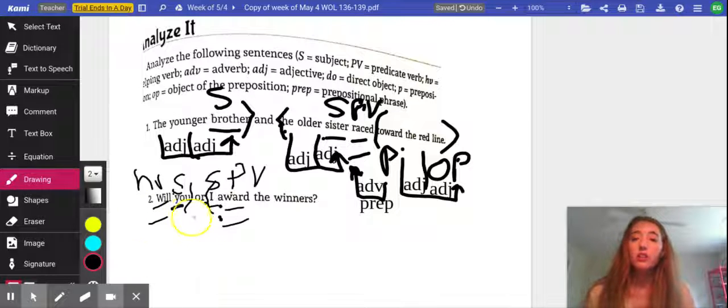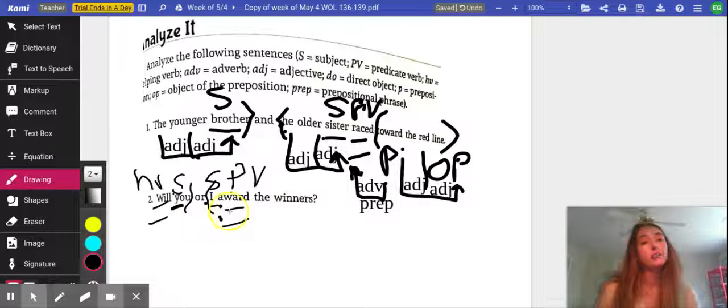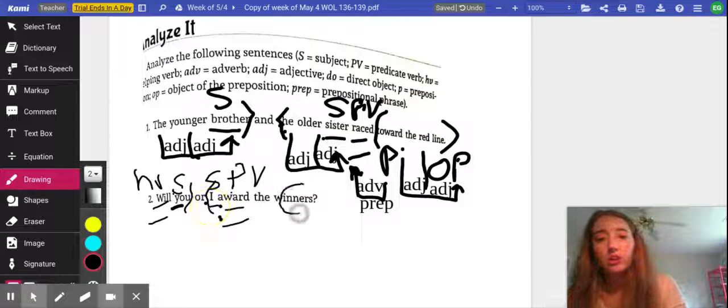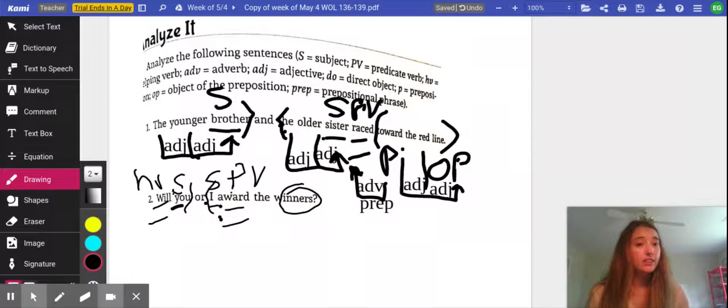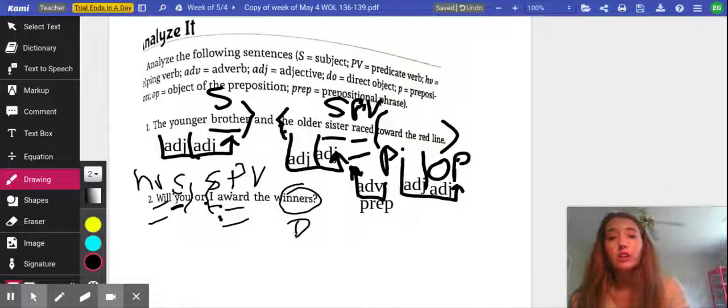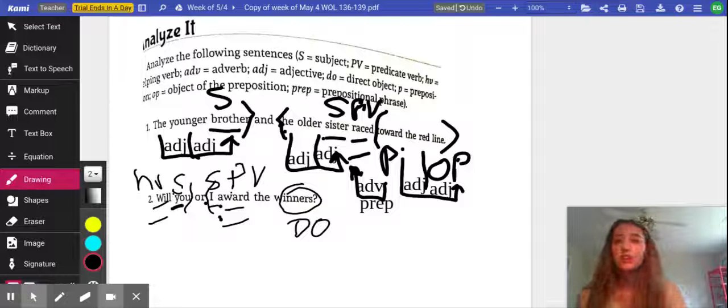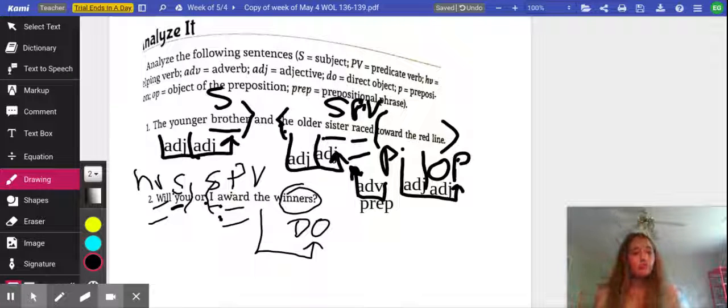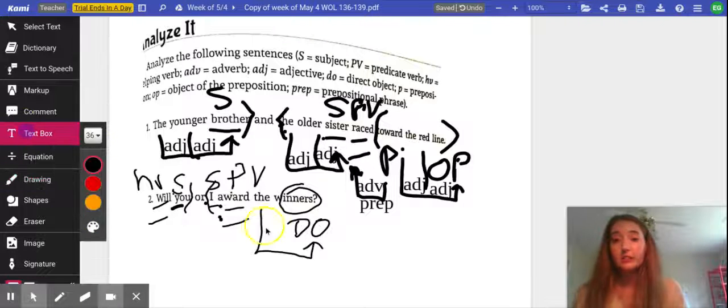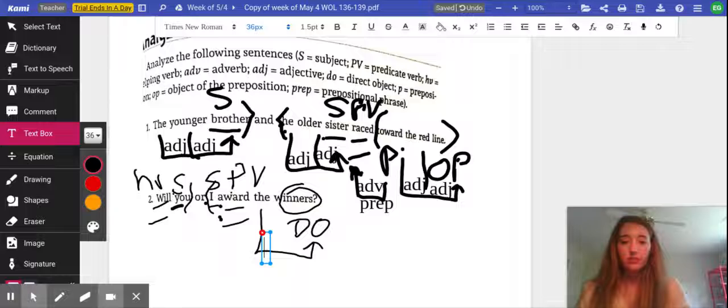Okay, now will you or I award what? Or whom? You and I will award the winners. So winners is our objective element because it completes the meaning of an action verb. It is a direct object because it tells us what, actually in this case, whom you and I will award. Finally, we have the word the, which is unmarked right now. The tells us which winners. It's an adjective element because it modifies a noun. It is an adjective.